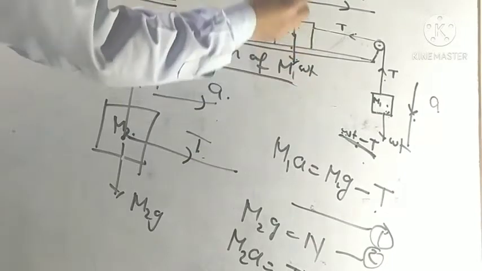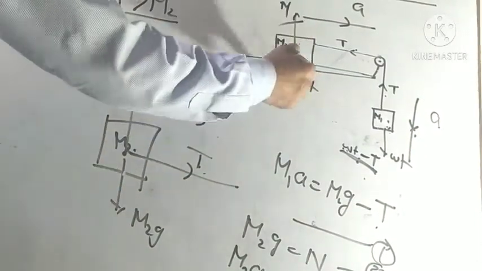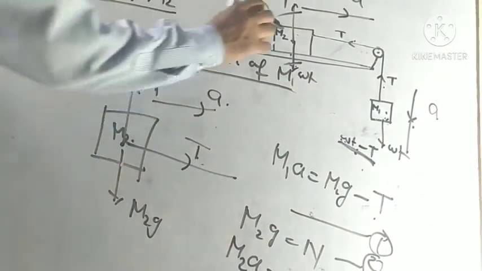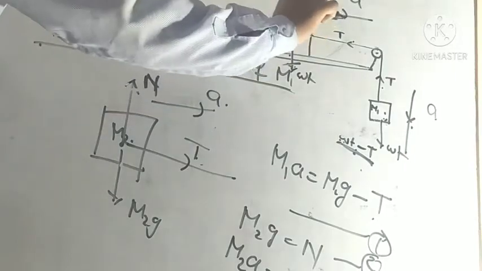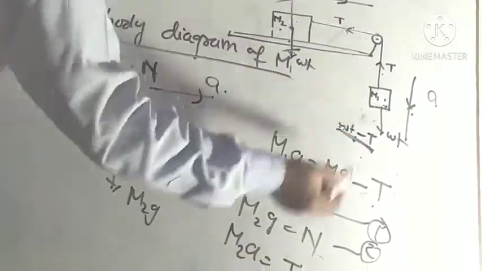So the magnitudes of both these forces are equal, but their directions are opposite to each other, so they cancel each other. We write here M2G is equal to the normal force. This body will move to the right with acceleration A. So only tension T is working here, and the net force will be tension T.